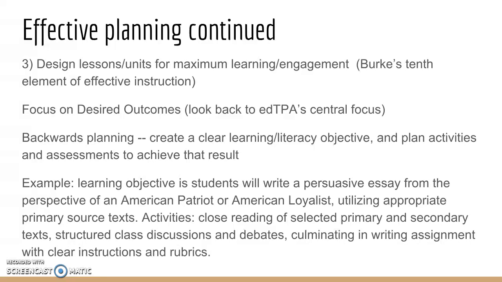So, for example, say the objective is students will learn about the perspectives of Americans on the American Revolution by writing a persuasive essay taking the perspective of a patriot or a loyalist. So activities to support this objective would be to present background knowledge, have students do a close reading of selected primary and secondary texts on the American Revolution, structure some class discussions and debates on it, and then have them do a writing assignment with clear instruction and rubrics.